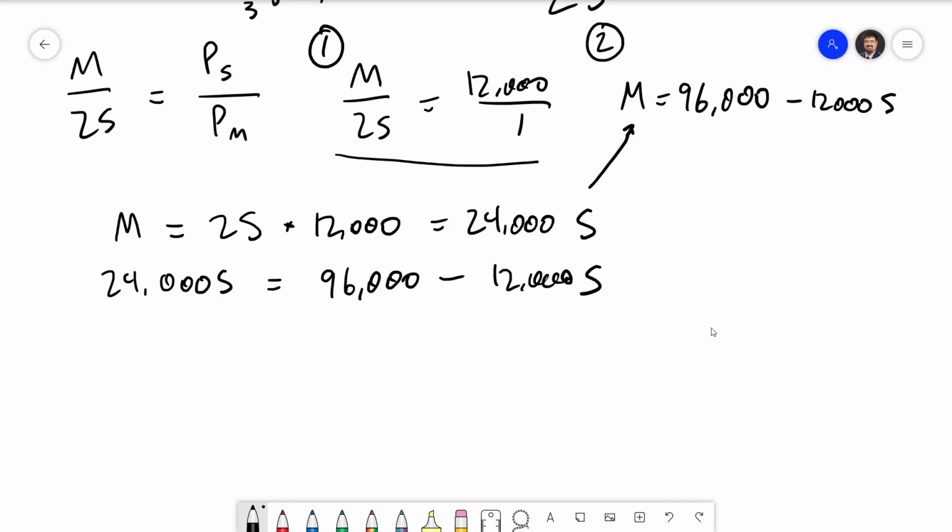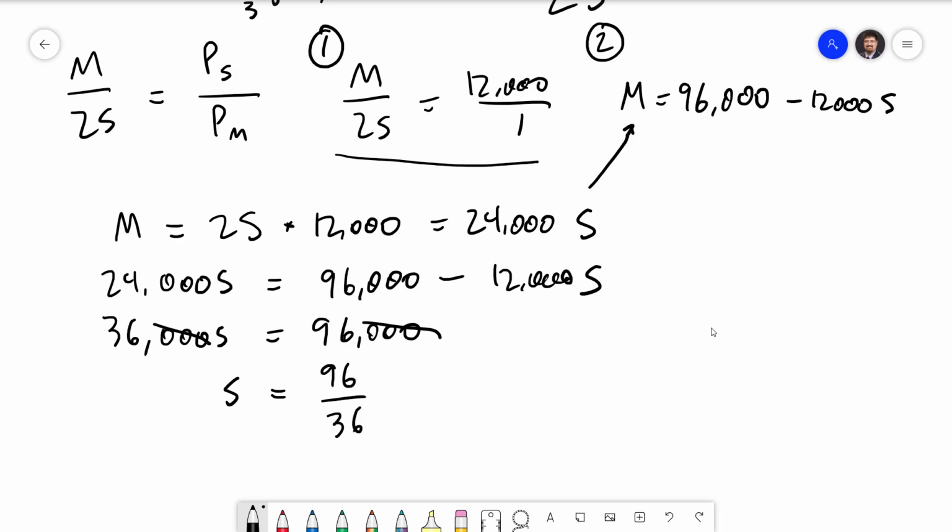Add the 12,000 S to both sides. That's going to give me 36,000 S equals 96,000. We can actually just cancel out all of these zeros if we want, basically just dividing both sides by 1,000. Then we can divide both sides by 36 and get S equals 96 over 36, which is 8/3.